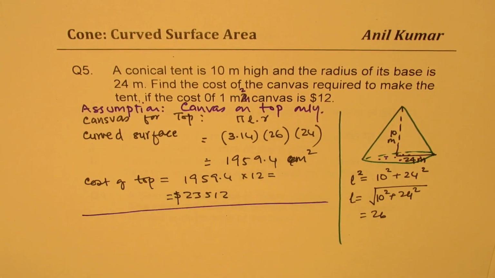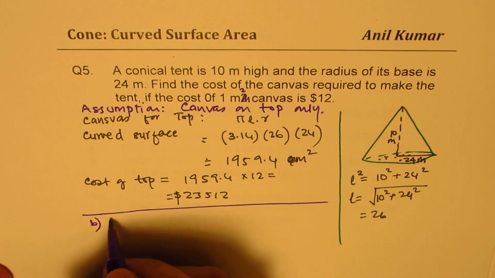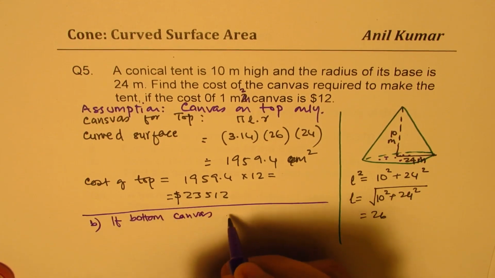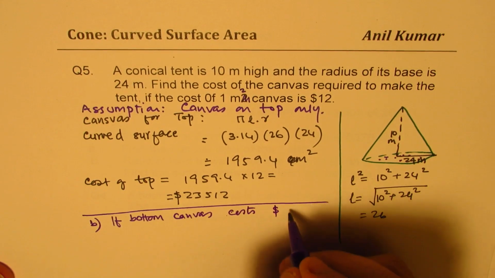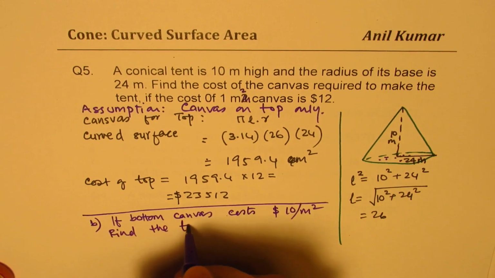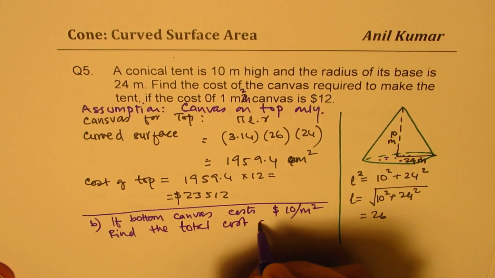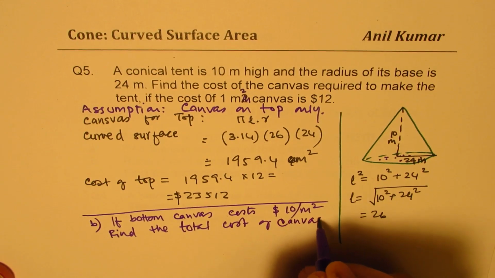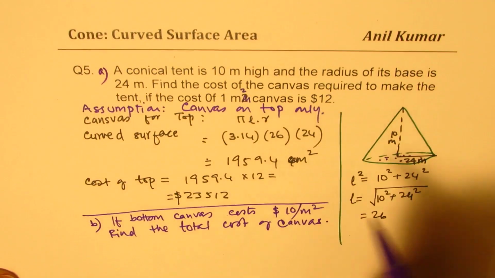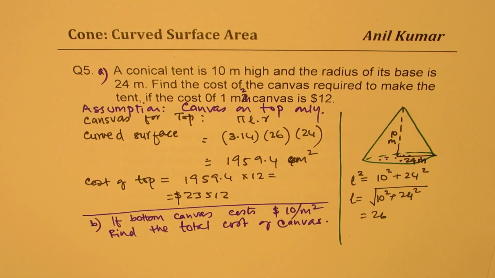Now at times we could have had part B to this, and that is if bottom canvas costs $10 per meter square, find the total cost of canvas. Okay, so I've left this part, I just split them into two parts, saying that the top canvas is $12 per meter square and the bottom is $10 per meter square. In that case, what is going to be the total cost?